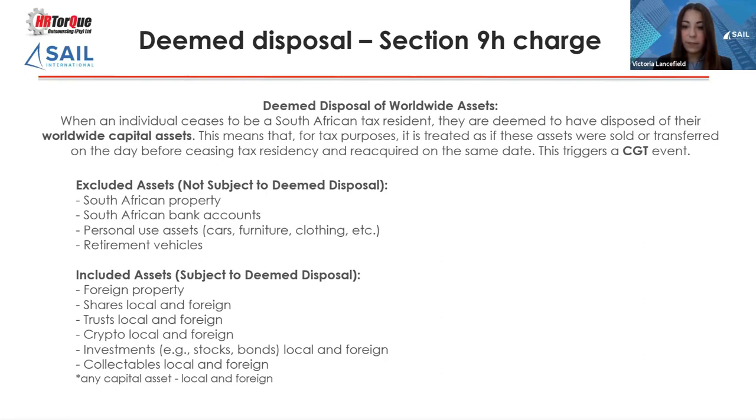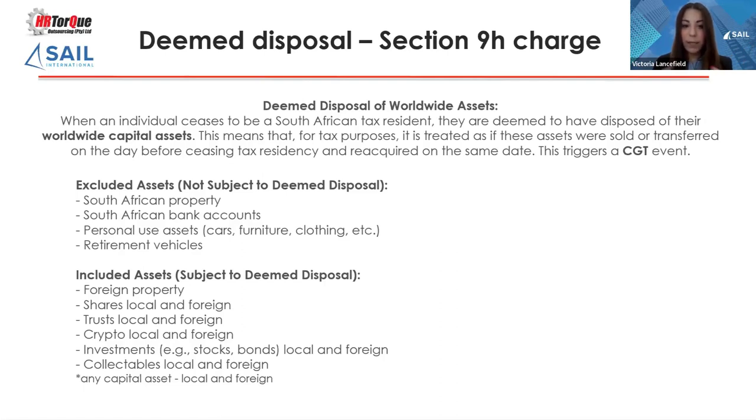The reason for this is not SARS just being greedy. When you become tax non-resident, they no longer have the right to tax you on capital gains unless it is South African property or property business of sorts. They want to charge this final exit tax because, if you remained tax resident, they would have had you dispose of these and gotten the capital gains tax from it. They look at the day before ceasing tax residency, at the value when you acquired the asset versus that day, and whatever gain or loss there was determines the capital gains tax.